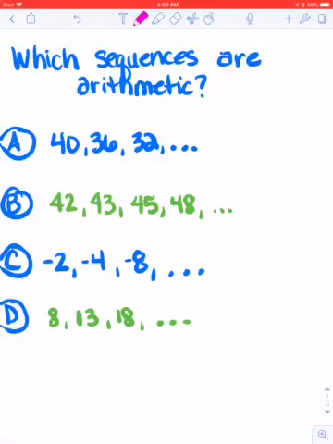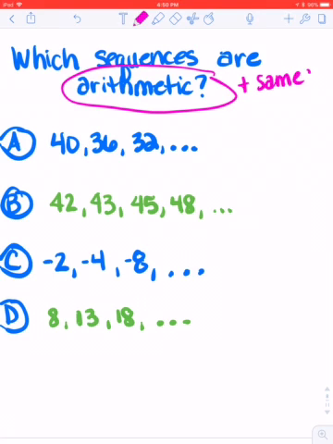Okay, guys, let's go through a little review over arithmetic sequences. Remember, if it's arithmetic, that means you're going to add the same number over and over again. So they want us to look through these sequences and see which ones are going to be arithmetic and which ones aren't. So we kind of need to look at what happens from term to term.